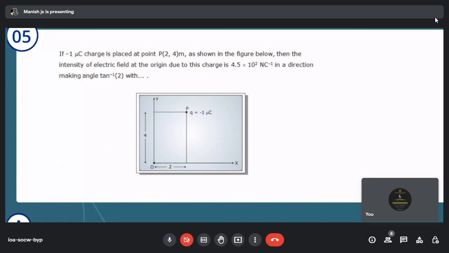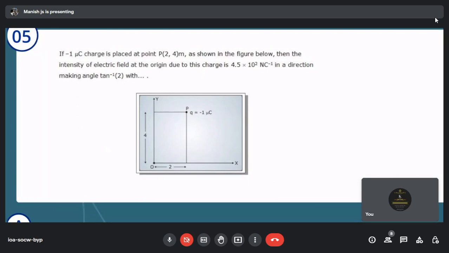What does 2,4 represent? It is showing you the position in the xy plane, at a distance of 2 meters from the x-axis and 4 meters from the y-axis. So 2,4. Then the intensity of electric field at the origin due to this charge is given: 4.5 into 10 power 2 newtons per coulomb, in the direction making an angle of tan inverse of 2. With which axis does it make the angle tan inverse, the x coordinate or the y coordinate, is the question.